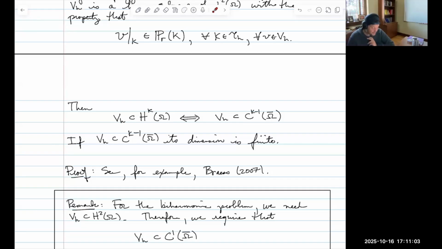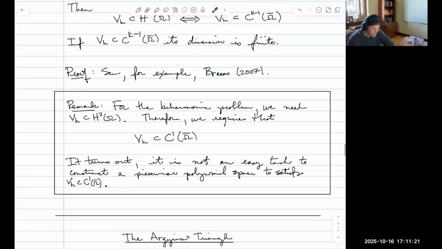Now, if this is true, then the dimension of VH is finite. If that's true, then we have a finite dimensional subspace, so that's good. But the problem is getting this to be true. Okay, that's the hard thing.